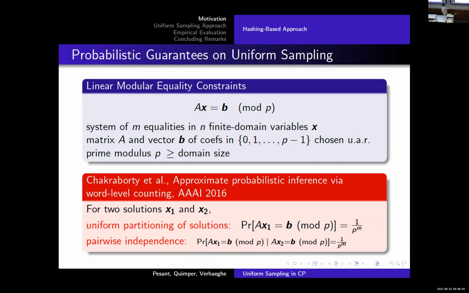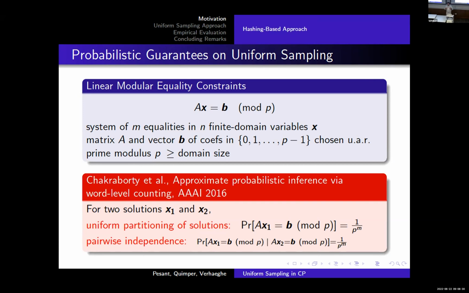You had that before: the chance of x1 satisfying this constraint is 1 over p to the power m. You have m of these. The multipliers we saw were 1 over 5, 1 over 25 when p is 5. But you also have pairwise independence, so the chance of x1 satisfying the constraint, given that x2 and other solutions satisfy the constraint, is still the same. Okay, that's the nice thing that you want to have.